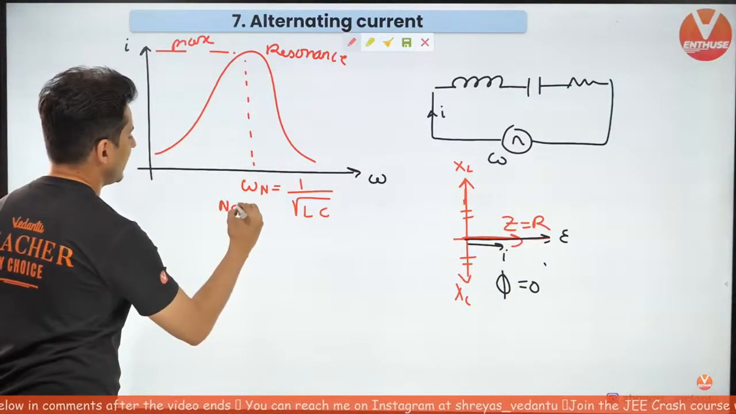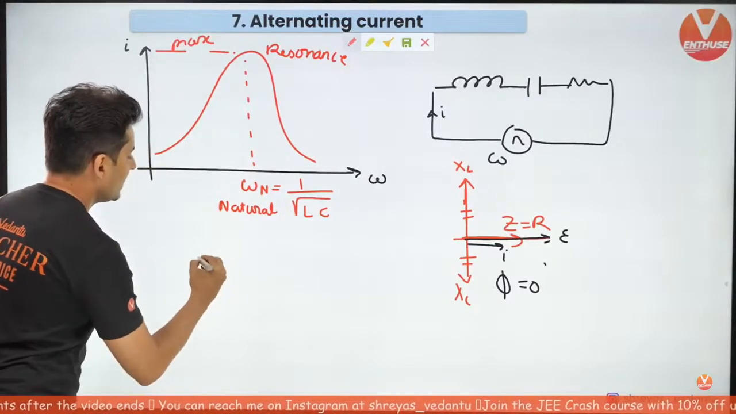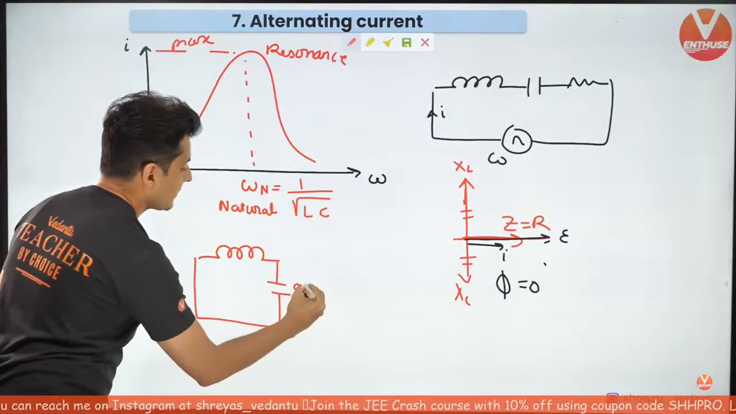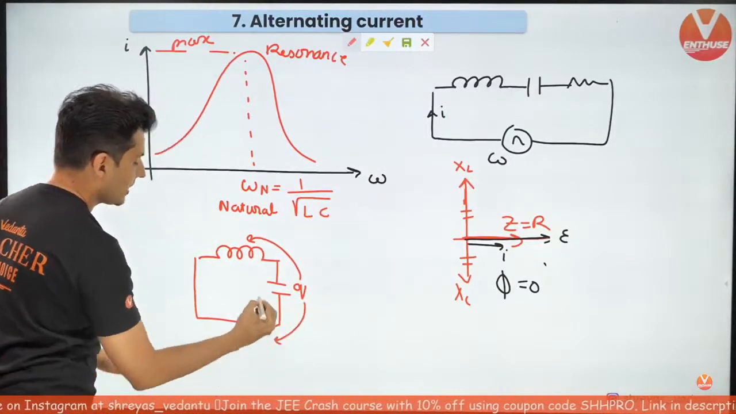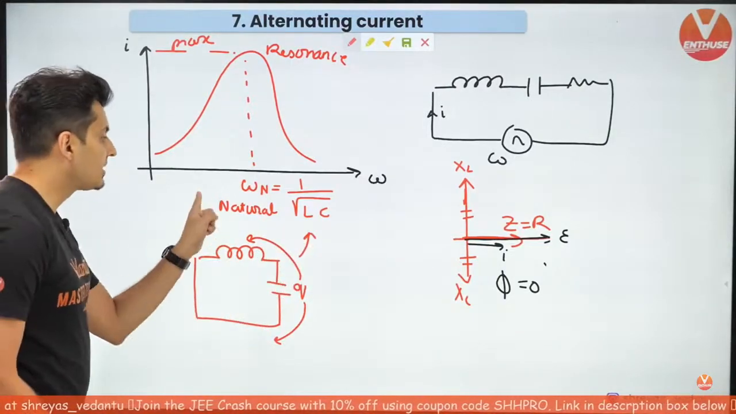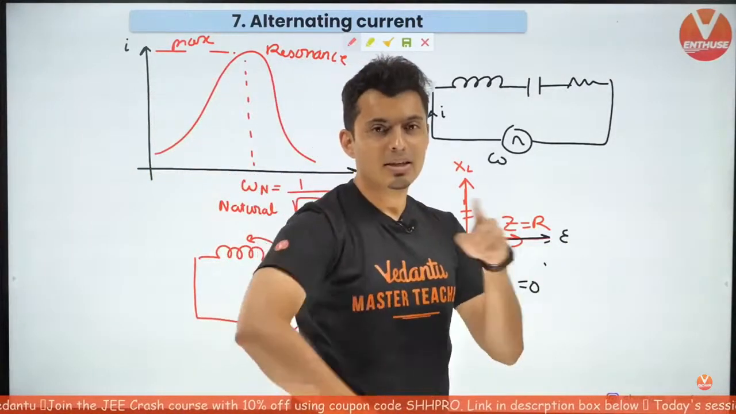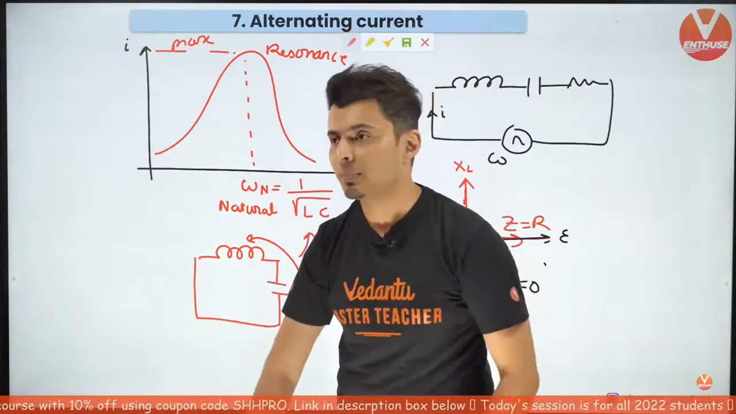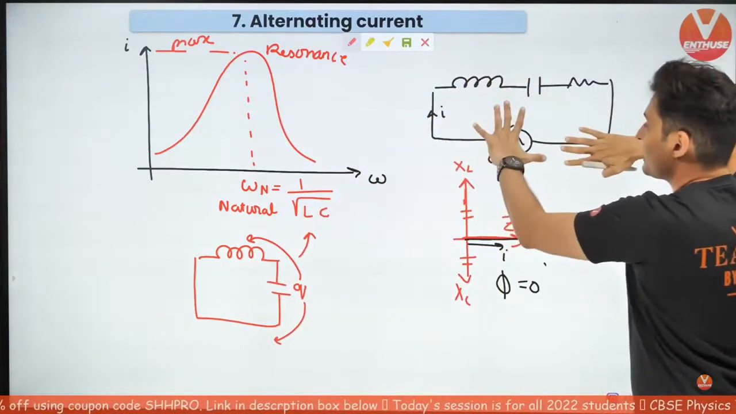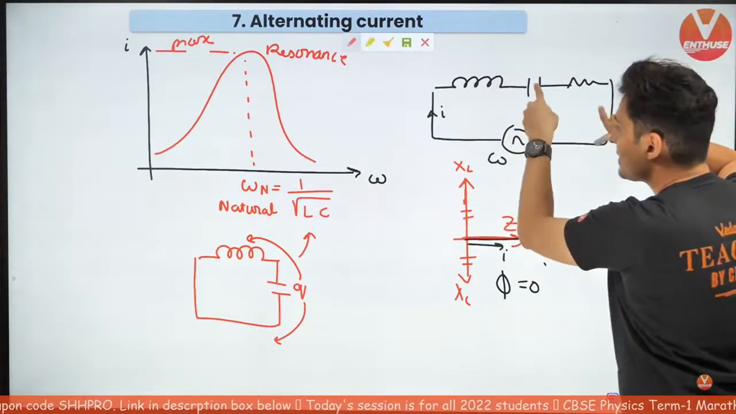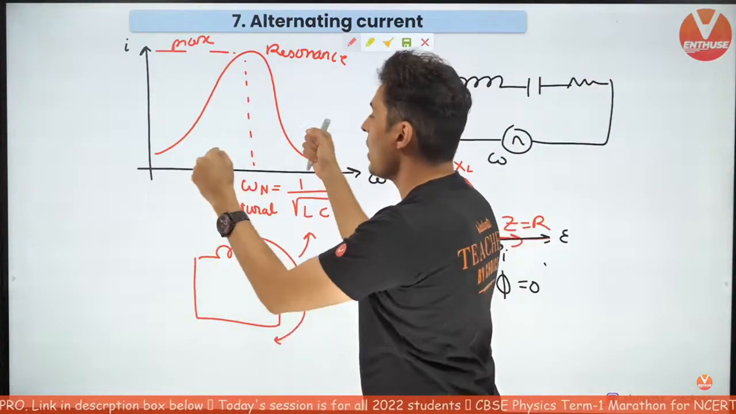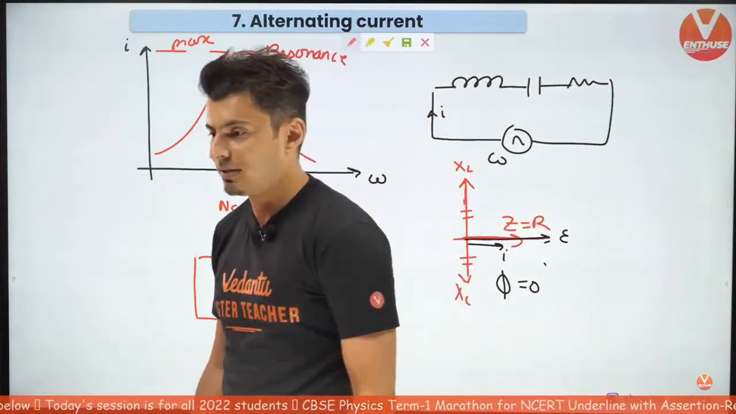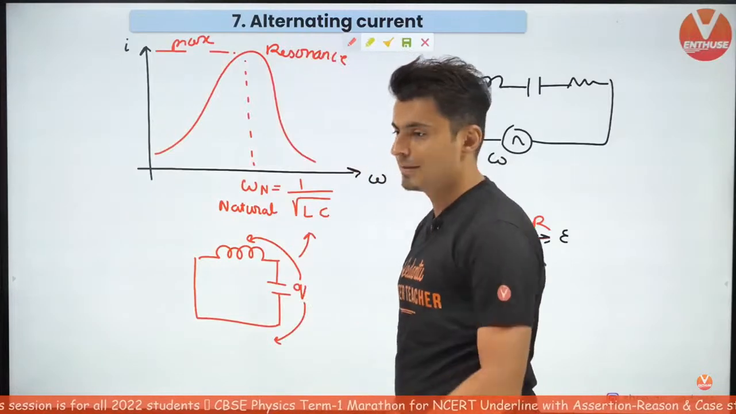And why is it called the natural frequency? Because if you take only an inductor and a capacitor and charge it, you will see the charge go back and forth at exactly this frequency, which is the natural frequency of oscillation of the charges and the current in an LC circuit. So if you force this circuit with an external source at the same frequency, it will oscillate, it will take that current at a maximum value, and that's when it resonates. I hope this is clear.